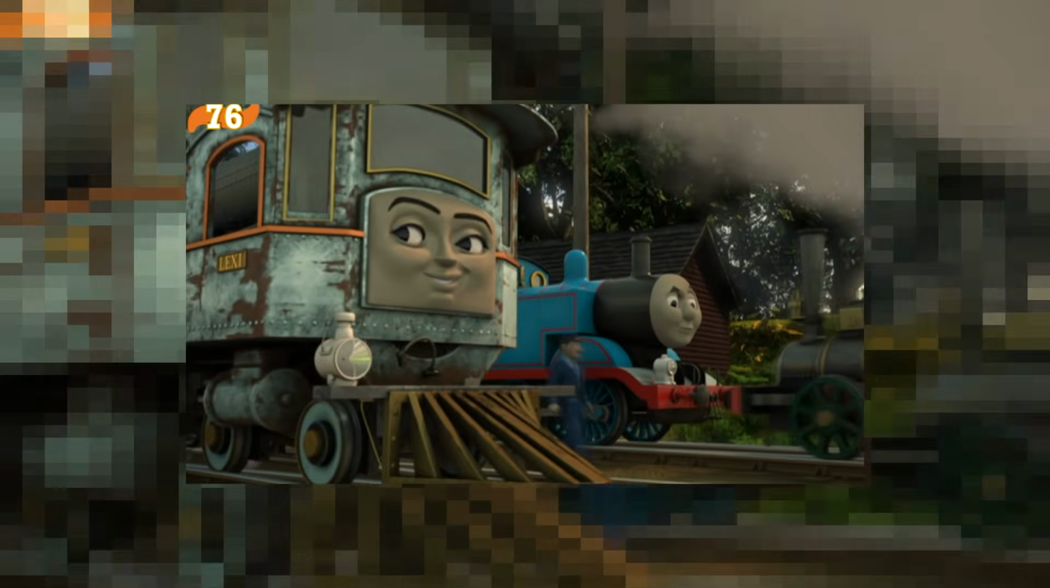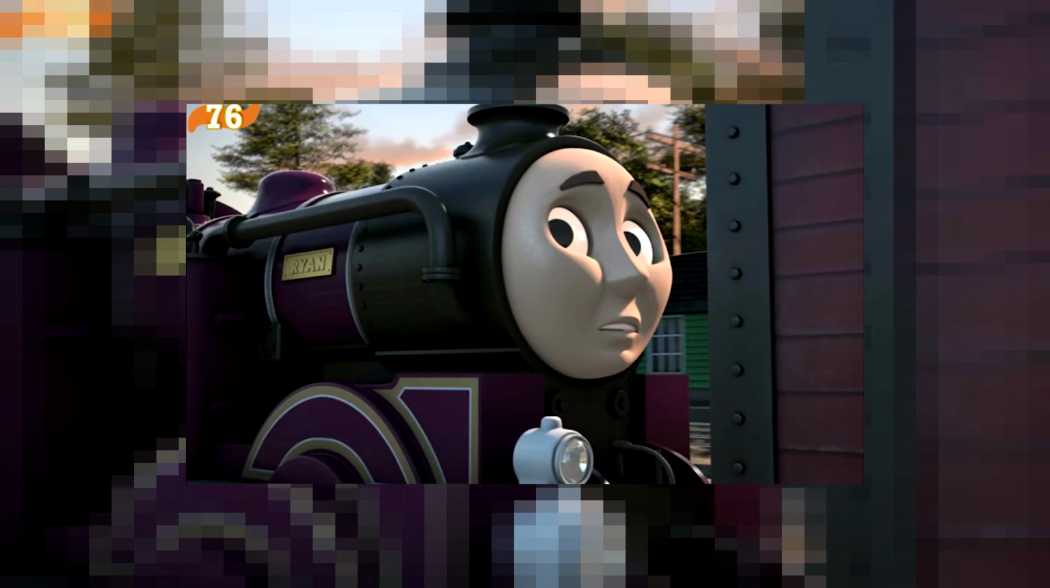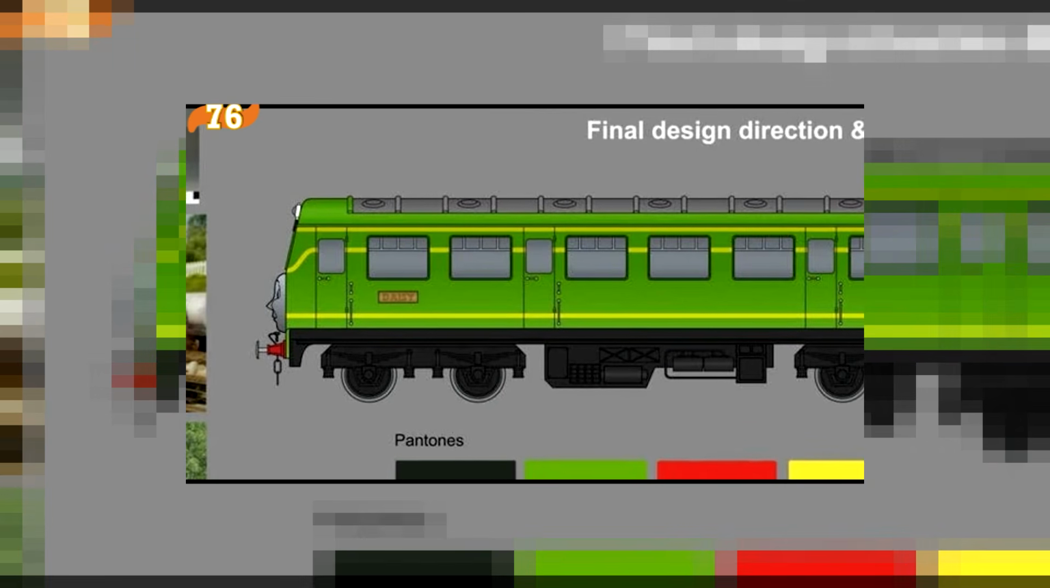If there's one design change I could make to Lexi, it would be the stupid golden nameplate on her side. This golden nameplate was a standard thing they gave to every new character. Like Ryan got one, Samson got one, Porter got one, hell, even Daisy got one before it was removed.